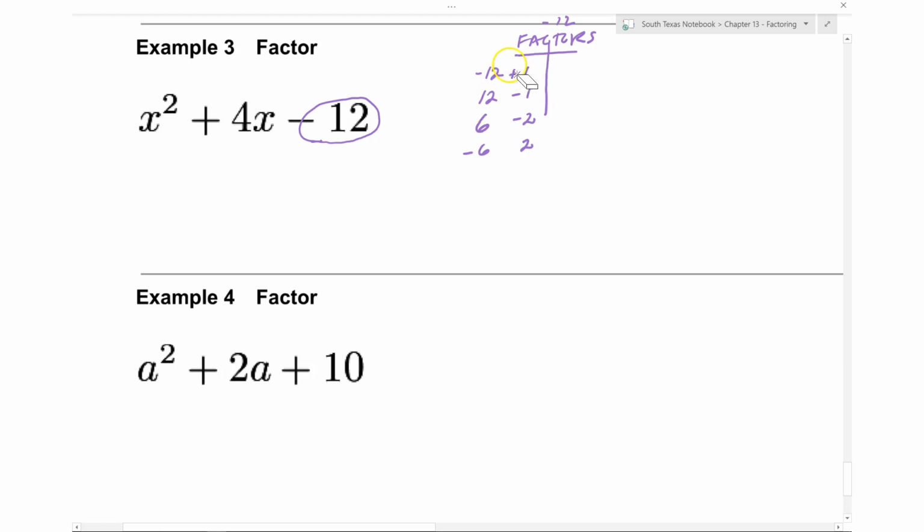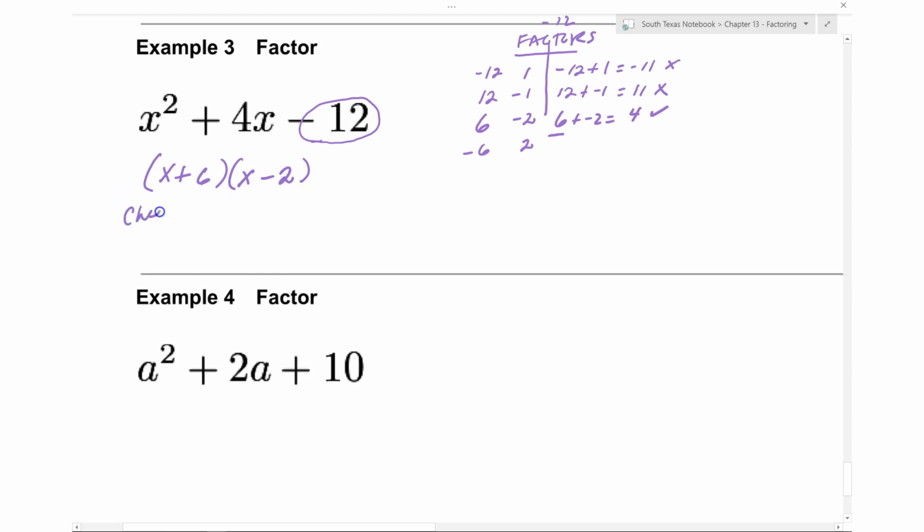And we're going to start adding. Negative 12 plus 1 gives you negative 11. That's not going to be it. We have 12 plus negative 1, which is 11, and of course that will not be it either. We have 6 plus negative 2, which is 4, and that's what we want there. So we're going to write our two binomials. You have x plus the first number, which is 6, times x minus 2.